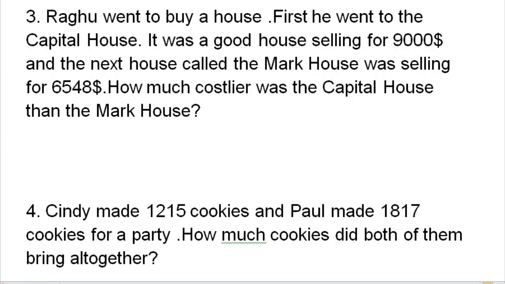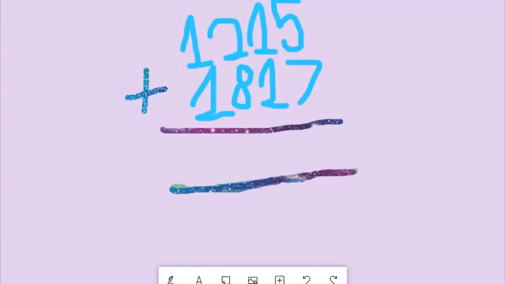Now, the fourth and the final question. Cindy made 1215 cookies and Paul made 1817 cookies for a party. How many cookies did both of them bring altogether? This is not a bit challenging for us, isn't it? All the brainy students can come with me and solve this sum.